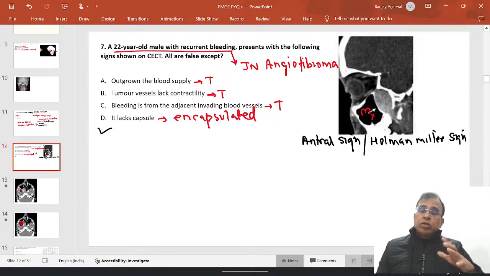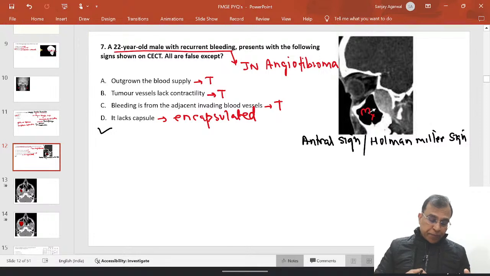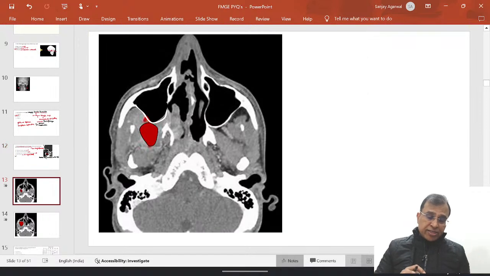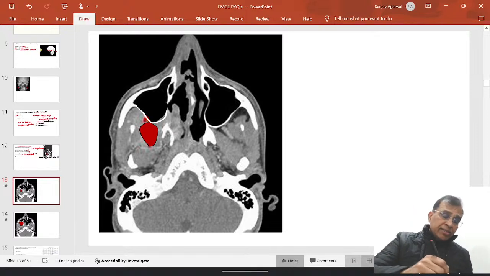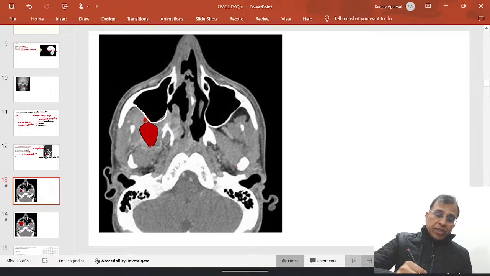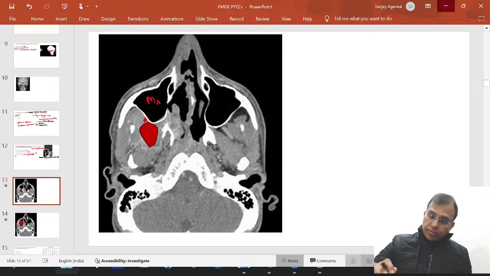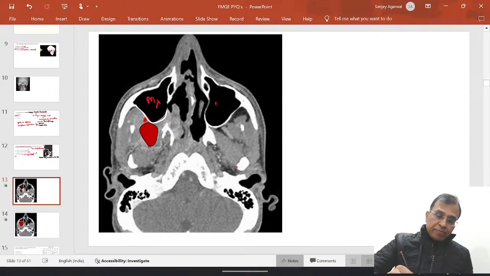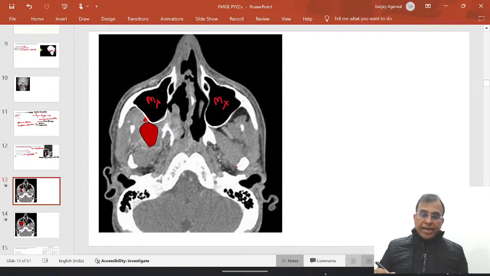Angiofibroma, and above it the antral sign, which is a hormonal sign, a finding on the CT scan. Now I'll show you two more CT scans of the antral sign. Look at this. This is a normal axial view of the CT scan. This is the maxilla of one side, and this is the maxilla of the other side, and that red thing is a tumor behind the maxilla.